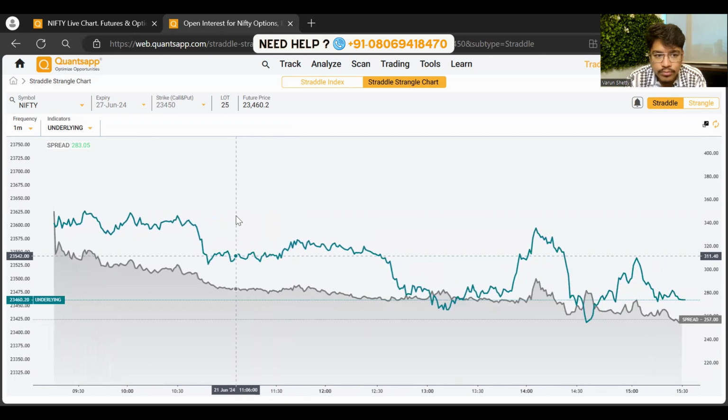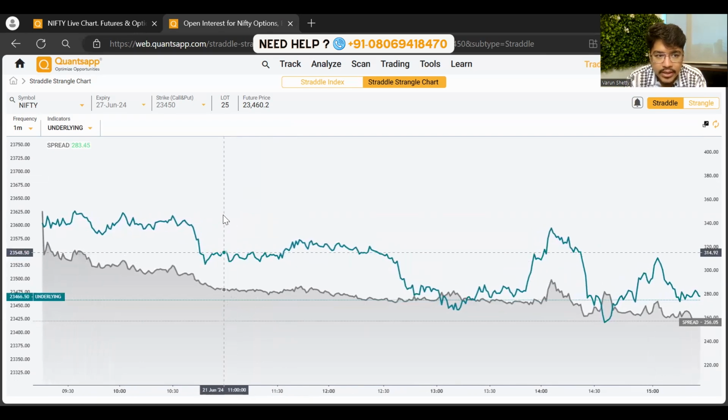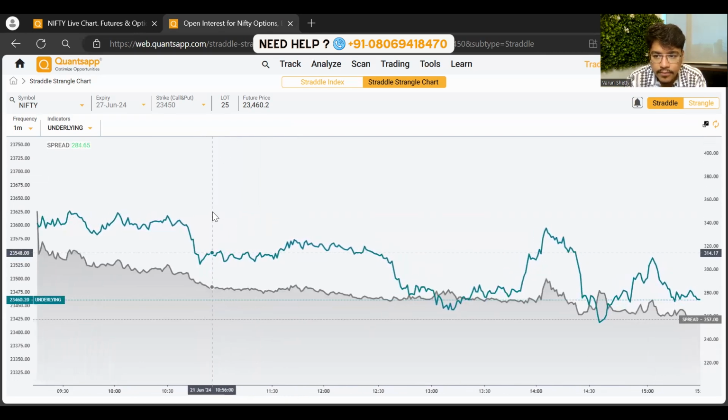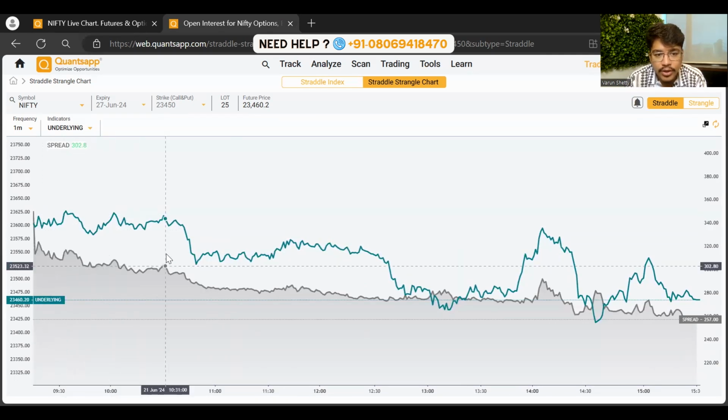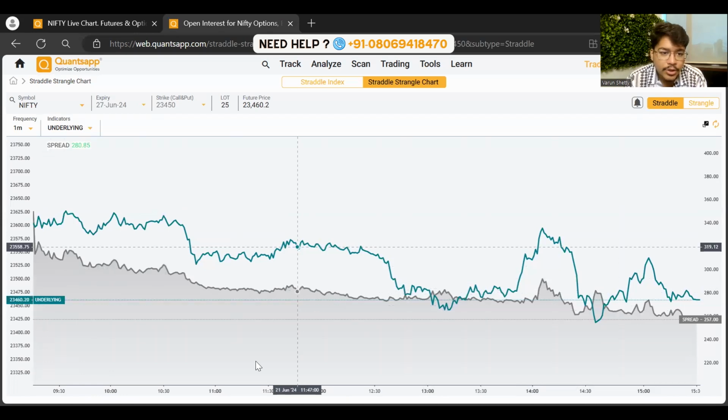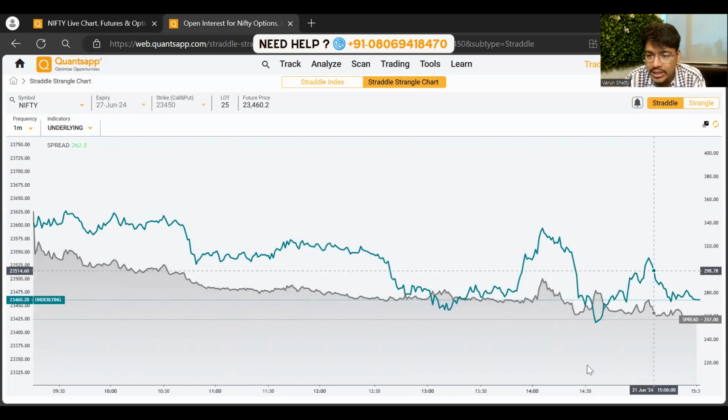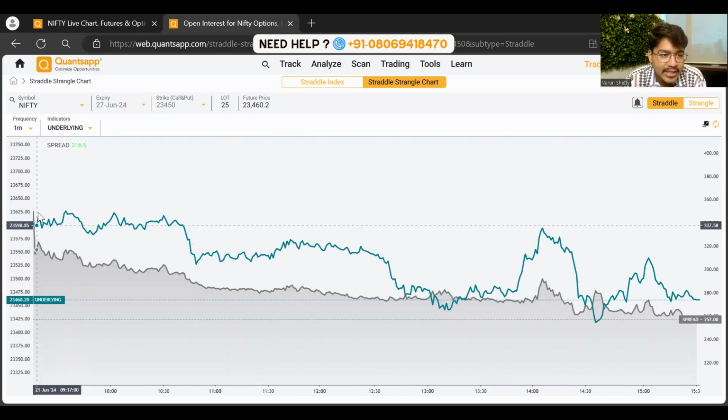Okay, slightly zoomed in. All right. Here, the market was somewhere around here, and after that, it has fallen down. So at least the straddle premium has also fallen down with it because the market majorly was range bound today. So you would have made decent money from here.